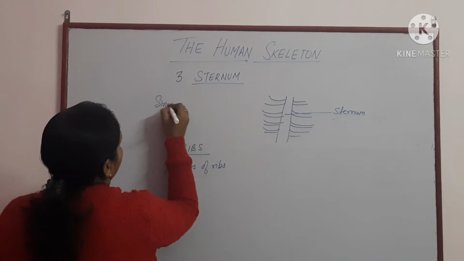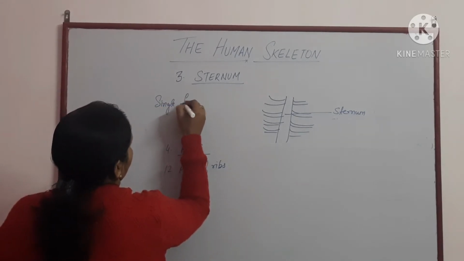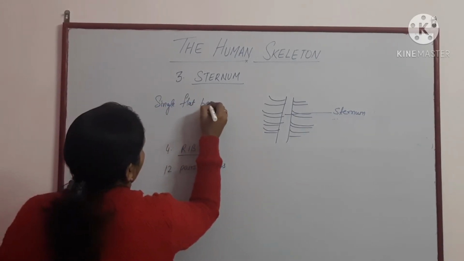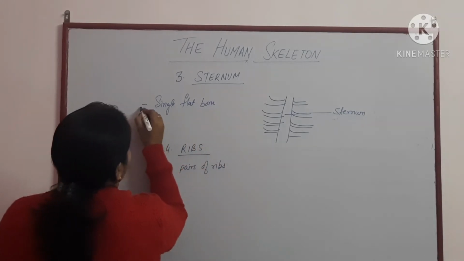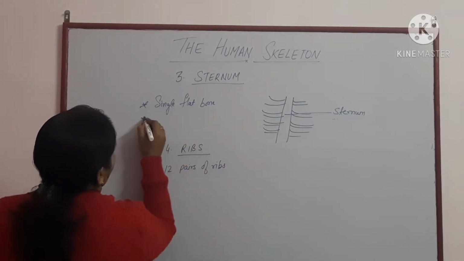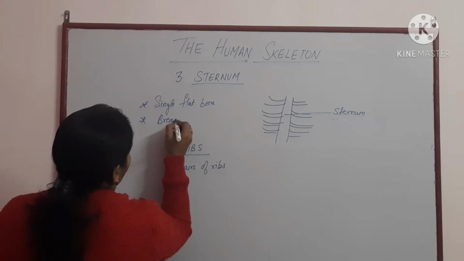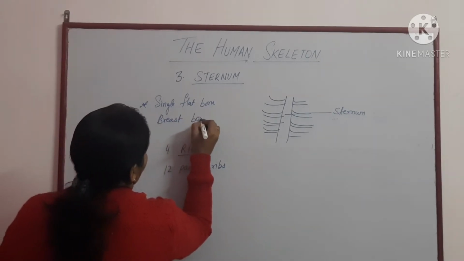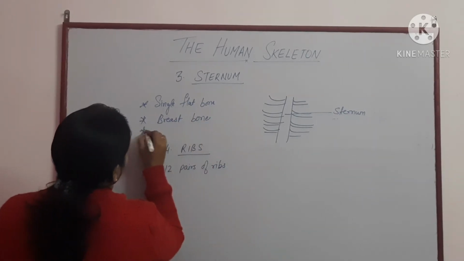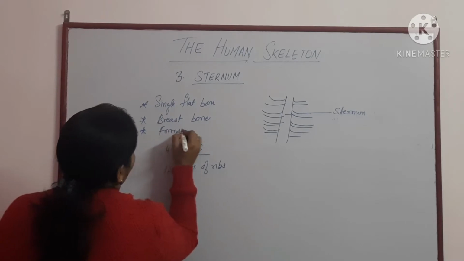Sternum: single flat bone. This is the breastbone. Forms the rib cage.